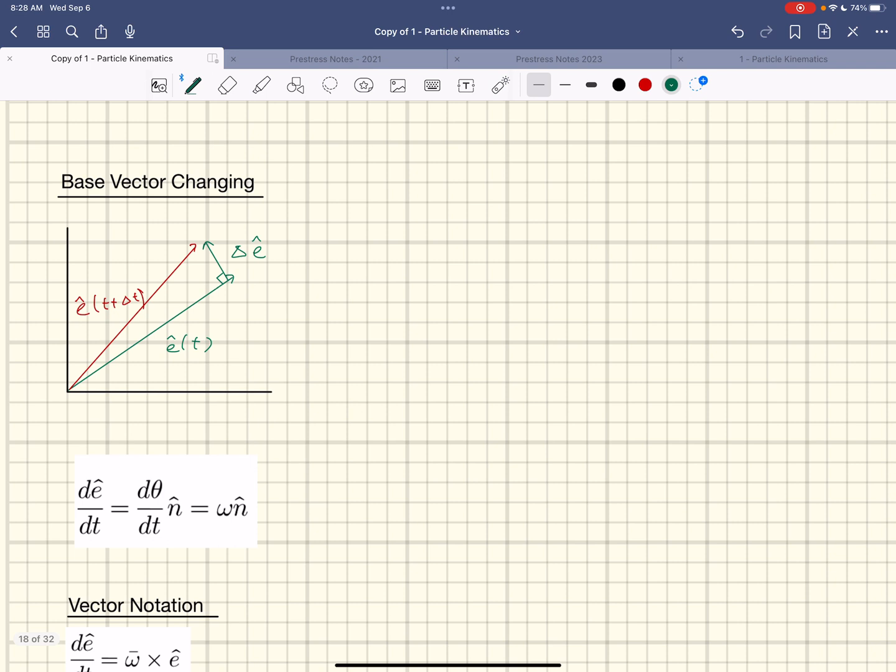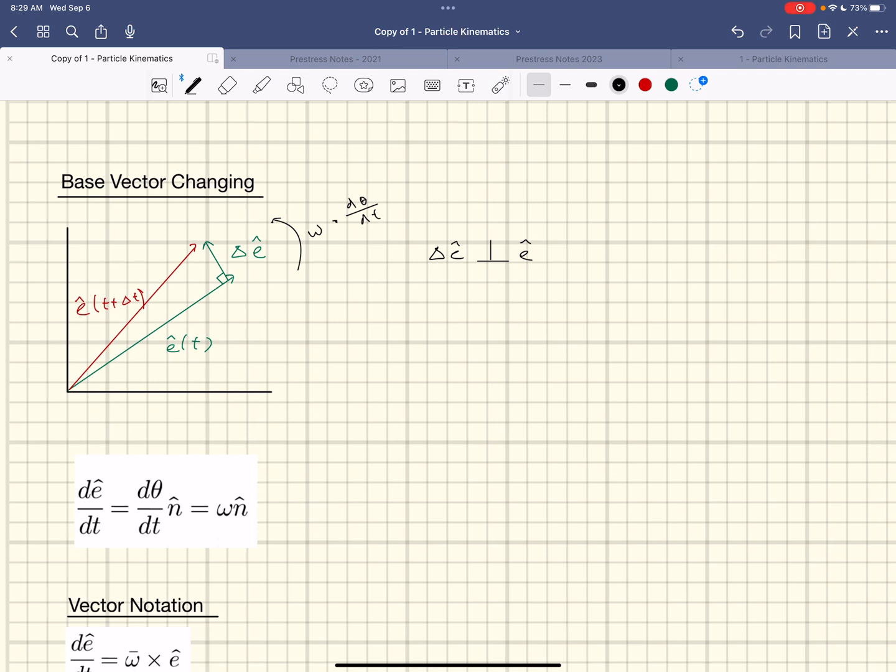And so some observations. The book goes through the full proof. I'm just going to tell you, and you can trust me on this one, delta E hat will be perpendicular. This little symbol means just perpendicular to E. I left this part out, this is for an omega like this. So it's changing like that. It's perpendicular to the original, and that's not hard to observe.